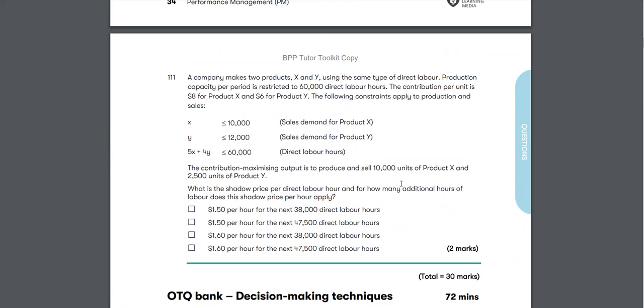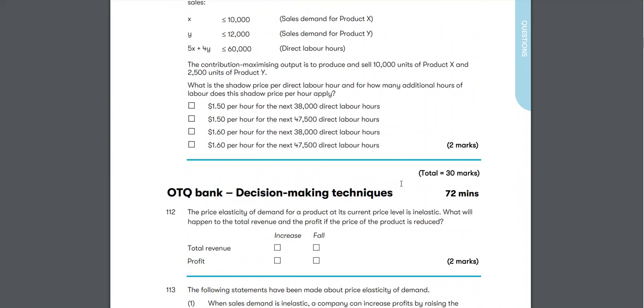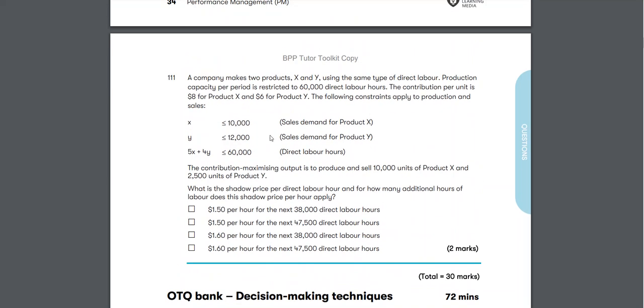Okay, what is the shadow price per labor hour? And for how many additional hours of labor does the shadow price per hour apply? A company makes two products, X and Y, using the same type of labor. Production capacity per period is restricted to 60,000 direct labor hours. The contribution per unit is 8 for product X and 6 for product Y. The following constraints apply to production and sales.